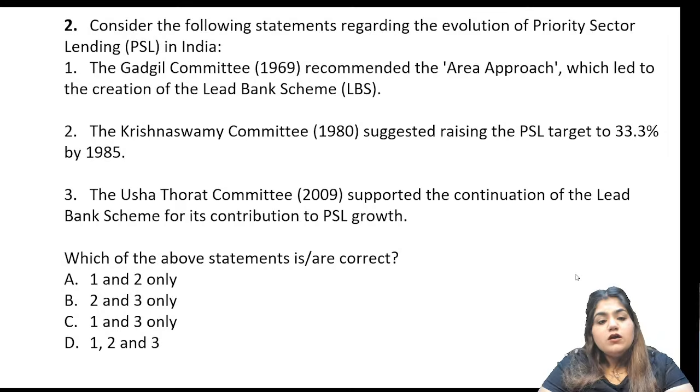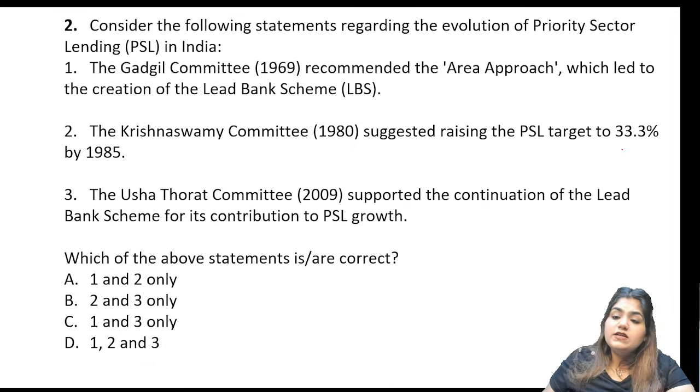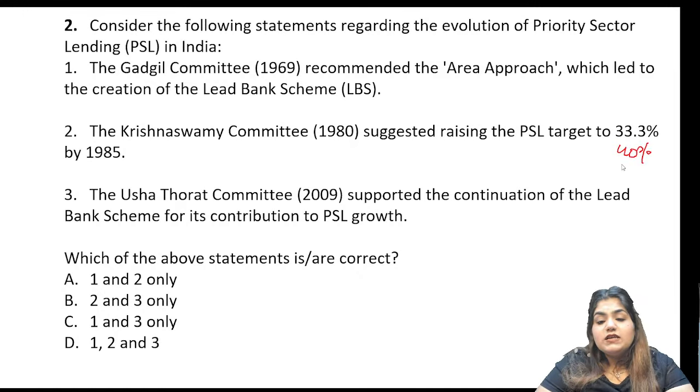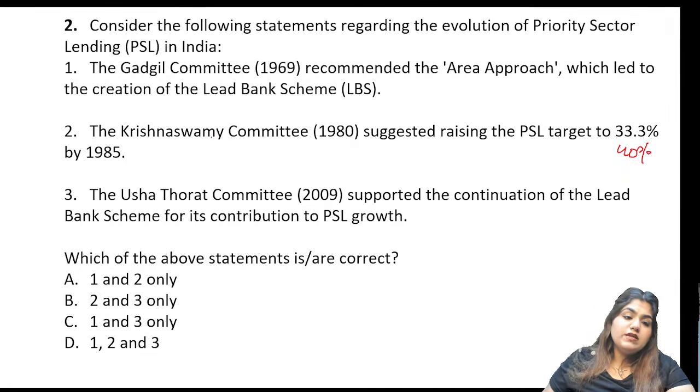Next, the Krishnaswamy committee suggested raising the PSL target to 33.33. No, this committee recommended raising the target to 40%. 33.33 was initially there. From 33.33 we changed to 40%. This got recommended in 1980, but became applicable from 1985. Statement number 2 is incorrect.